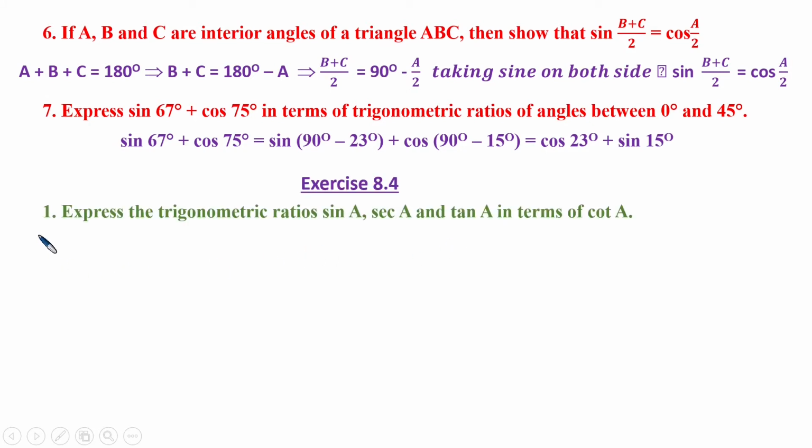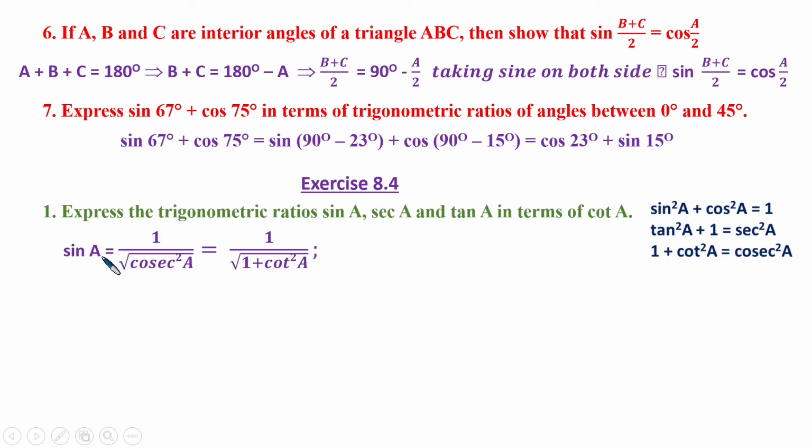Now exercise 8.4, problem number 1. Express the trigonometric ratios sin a, sec a, tan a in terms of cot a. I will use this identity, and sin a I have written here. You just go through it. Here I have written sec a, everything in terms of cot a. I will not go into detail. Tan a is 1 by cot a.